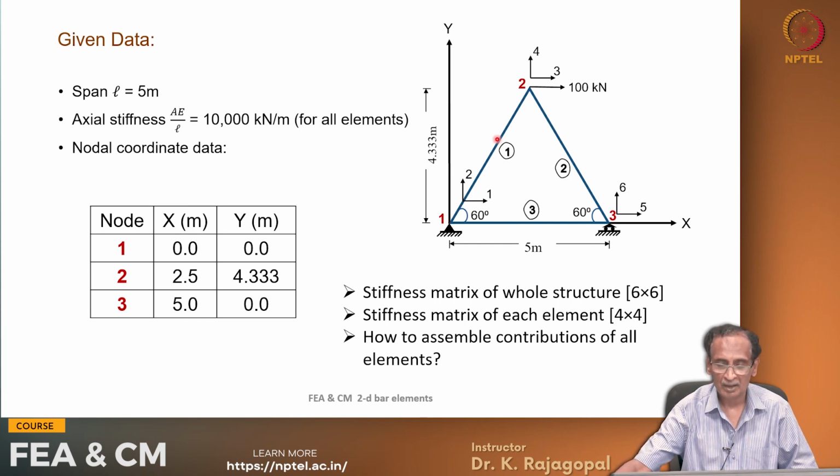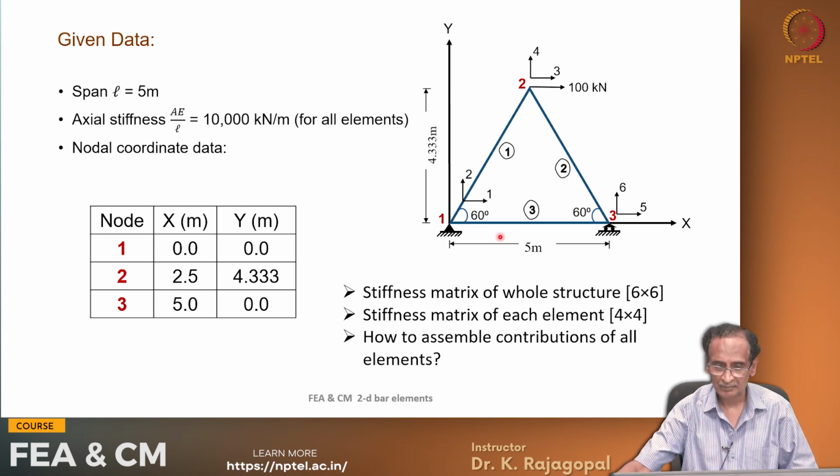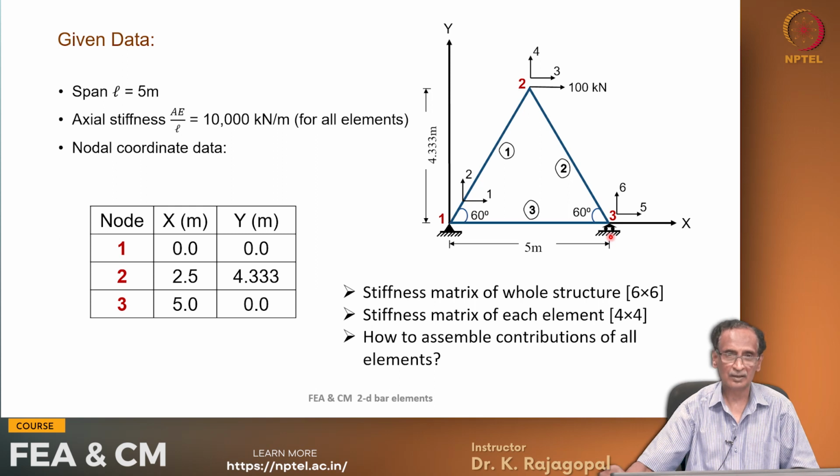One is this truss element with 3 nodes and 3 elements, and the AE by L for each element is 10,000, and it is applied with a 100 kilonewton load at the tip at this point 2 in the x direction. And we had considered 2 cases. One is the left side support on a hinge and the right hand side on a roller, and then we have also considered the case of settlement of this right hand side support by 50 millimeters.